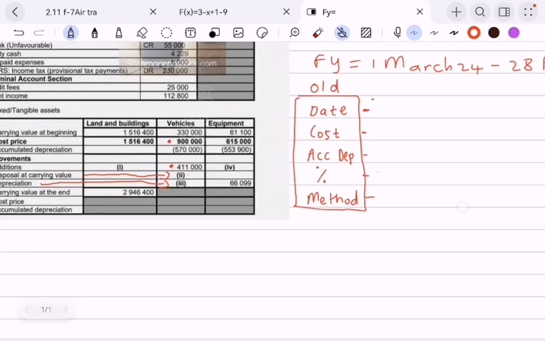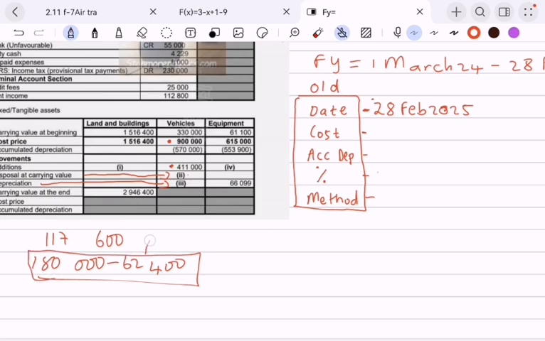So the date, of course, it's going to last us until the 28th Feb 2025. Because somehow, some of the vehicles were not yet sold. Oh, and remember, the carrying value of the vehicle which was old was still 117,600. And we got this by saying 180,000 minus 62,400. There's a reason behind what I'm doing here in order for us to first determine this. And I will tell you just now.